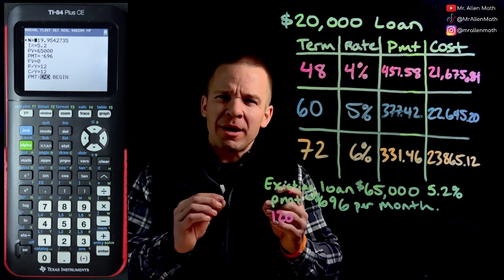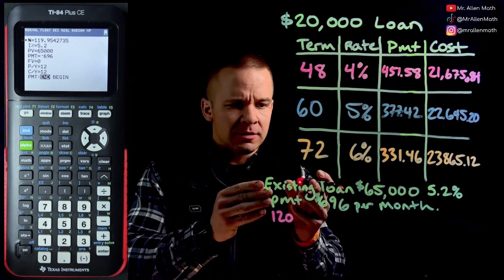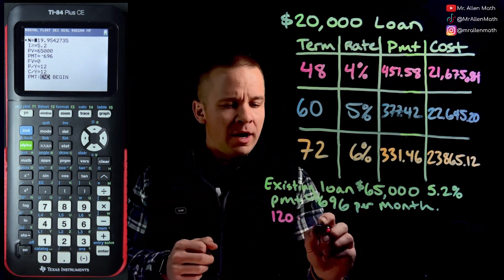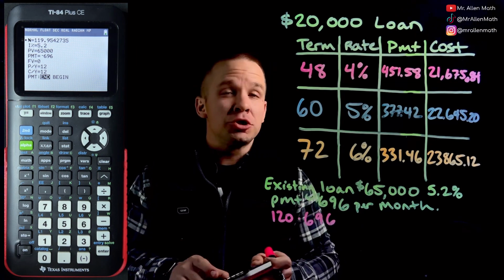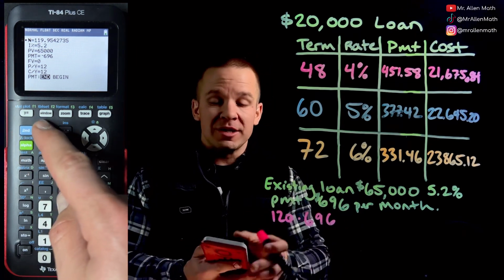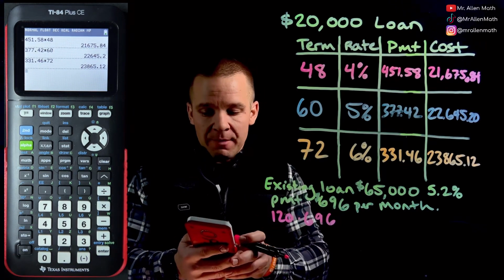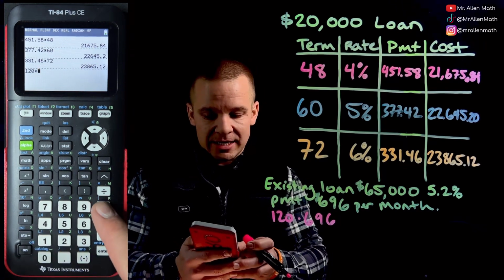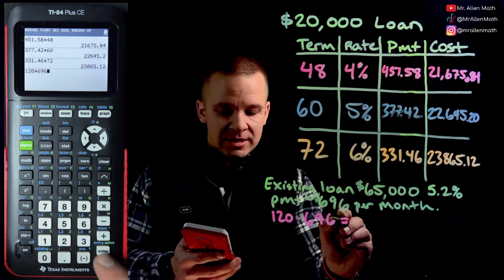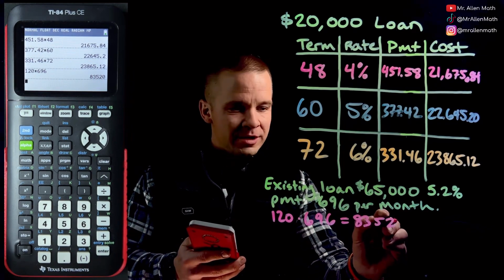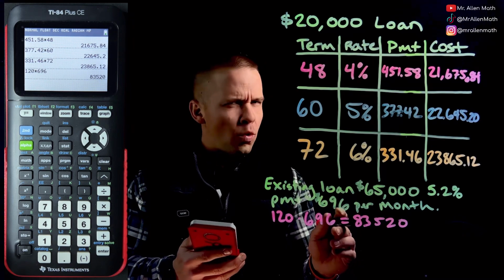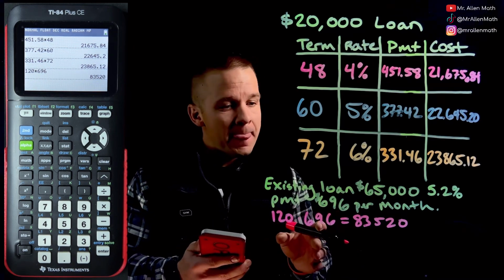Now, how much is that going to cost me for this loan? Well, why don't we take that 120 and multiply that by the 696 right here to get the total cost that's left over. So let's quit out of that TVM solver. I'm going to have 120 times 696, and we have ourselves $83,520. It's a lot, man.